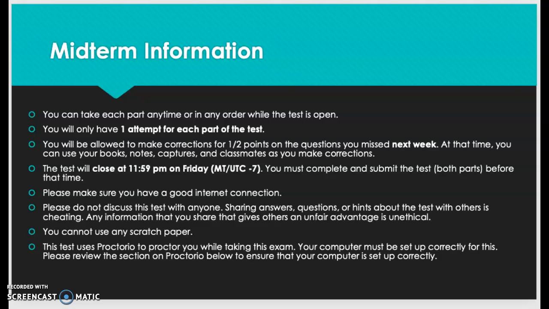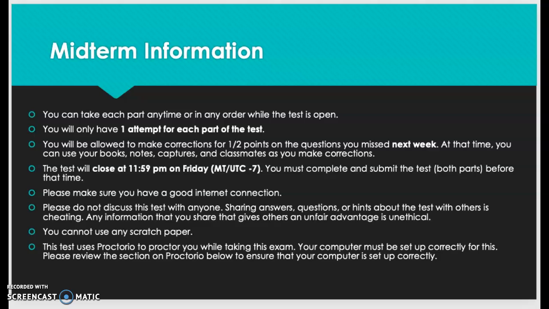You can take each part anytime you want. Of the two parts, you can take the second part first or the first part, whichever you want. The test opens at midnight this Friday, and it closes at 11:59 p.m. the following Friday. You will only have one attempt to take each part of the test. So once you've started it, you must complete it. Please make sure that you know once it's started, it has to be finished.